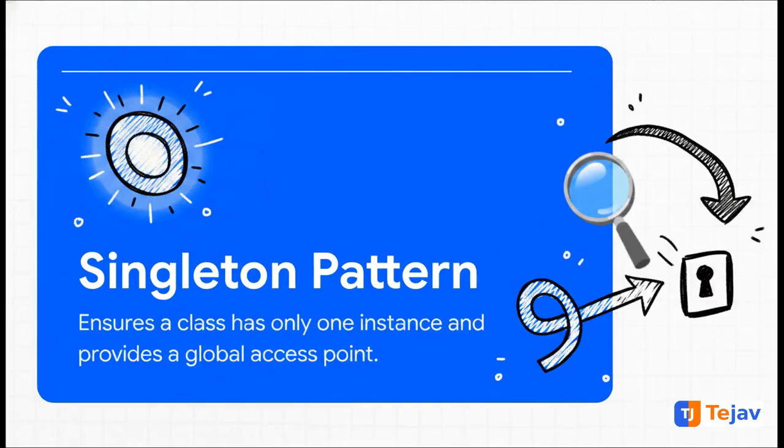So what is it exactly? Okay, if you're going to remember just one sentence for your interview, make it this one. The Singleton pattern ensures a class has only one instance, and, this is key, it provides a single global point of access to that instance. That's it. Two simple parts, one instance and one way to get to it.